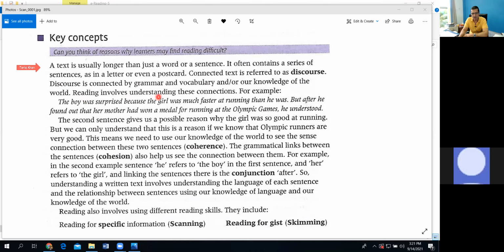Reading involves understanding these connections. So now when we want to read something, we try to understand the connection between grammar, vocabulary, and our knowledge of the world. We use the knowledge of the world by understanding what's written through the rules of grammar and the meaning of the words, and then we understand what it means, what's written over there.